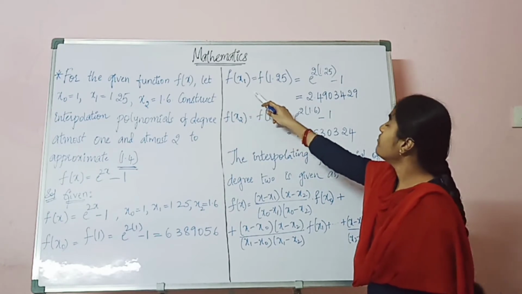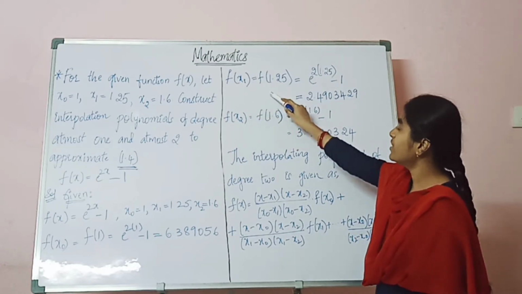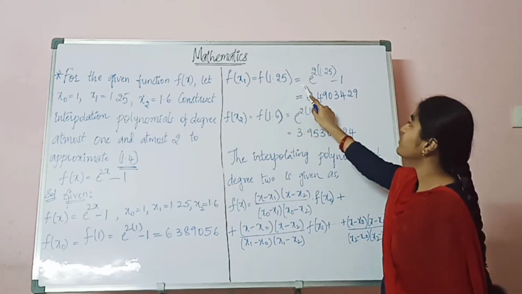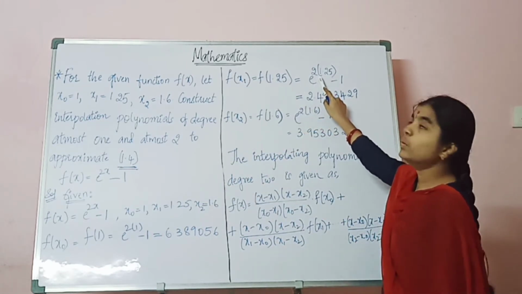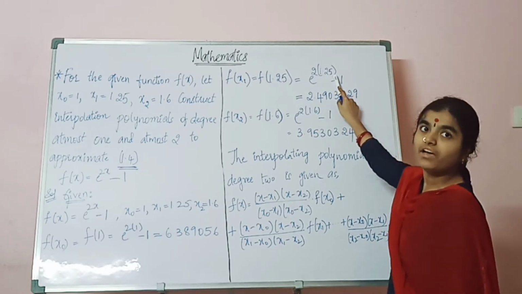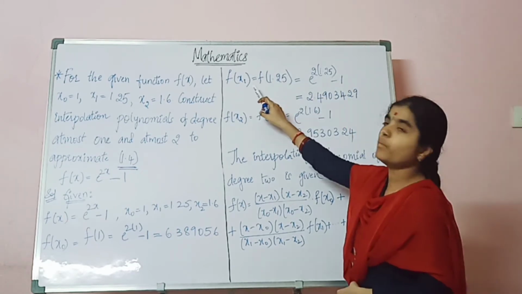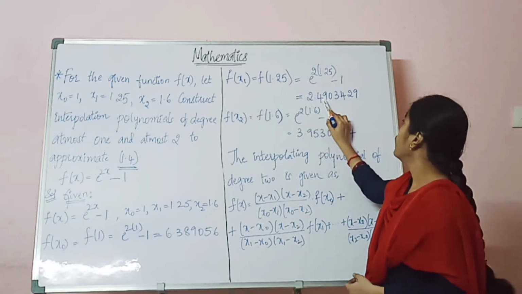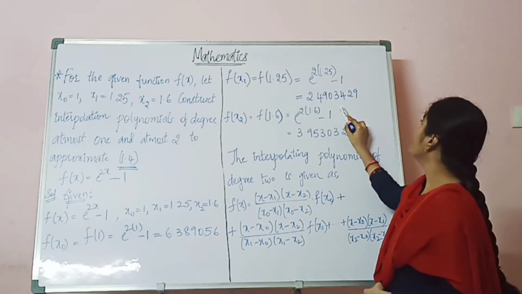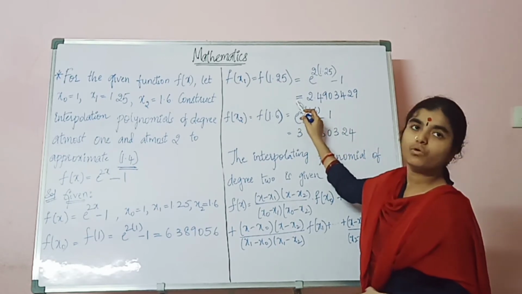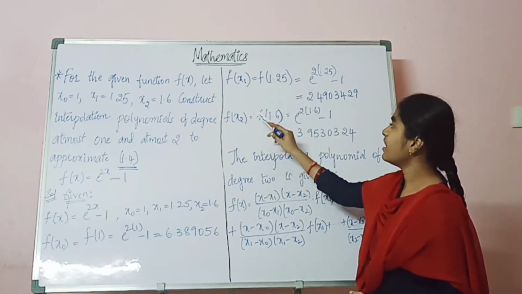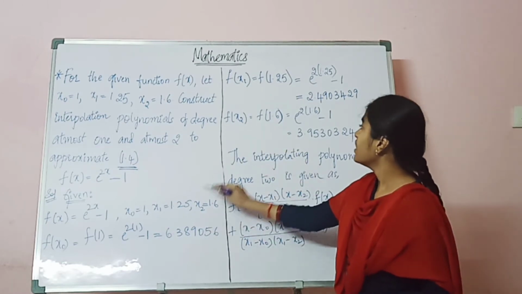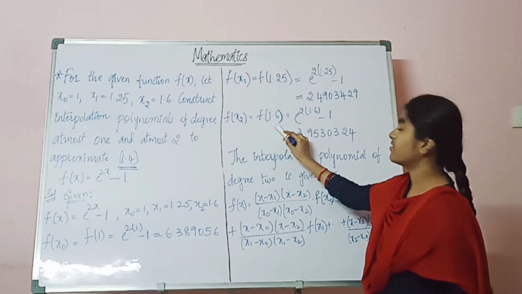Now after substituting x0, what we have to substitute here? x1. So f of x1 equals f of 1.25. f of 1.25 equals e power 2 into 1.25 minus 1. So what is the value of f of x1? f of x1 equals 2.49033429. So this is the value of f of x1. Now in the same way we have to take f of x2. So what is the value of x2? f of 1.6. The x2 value is 1.6.